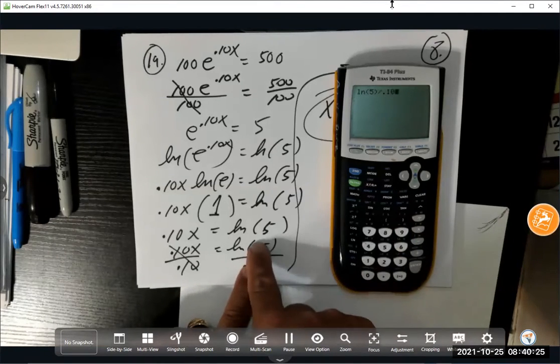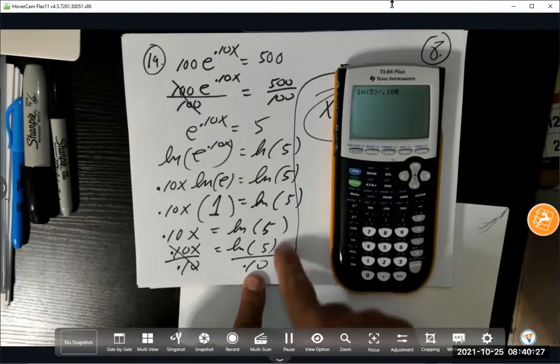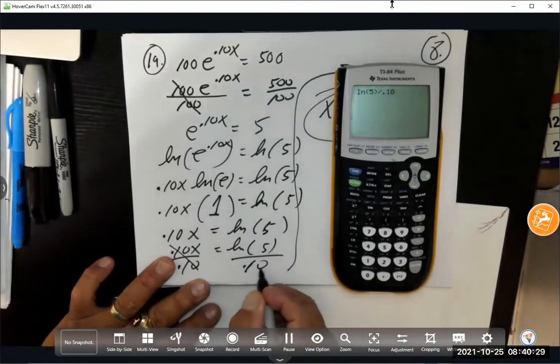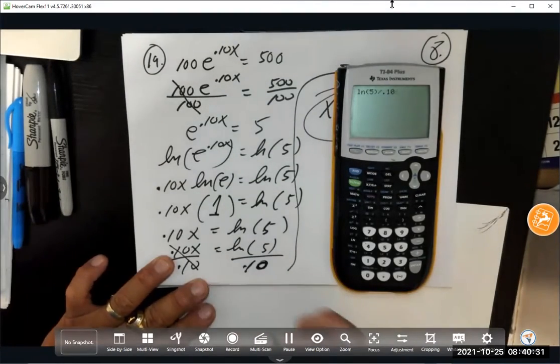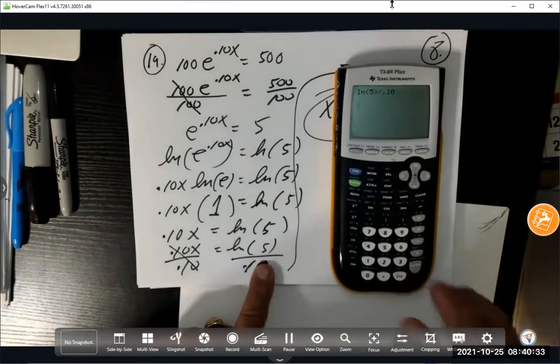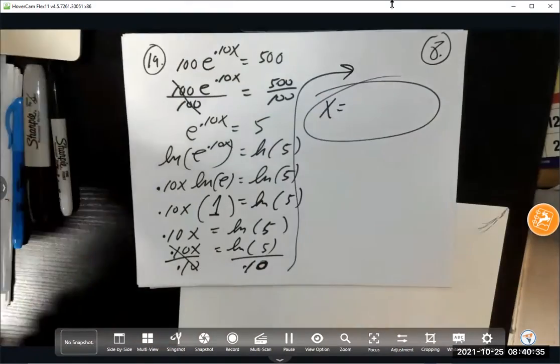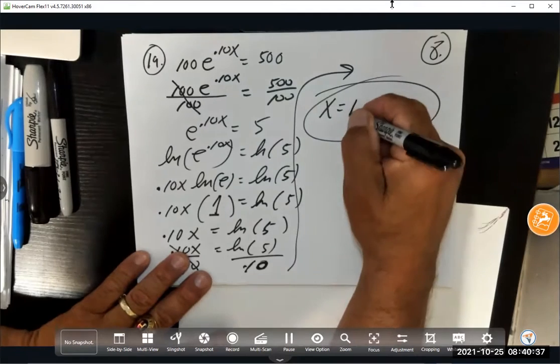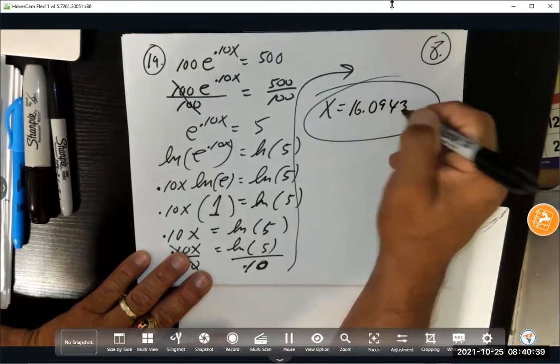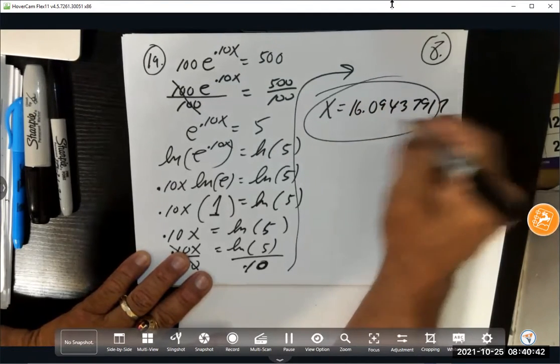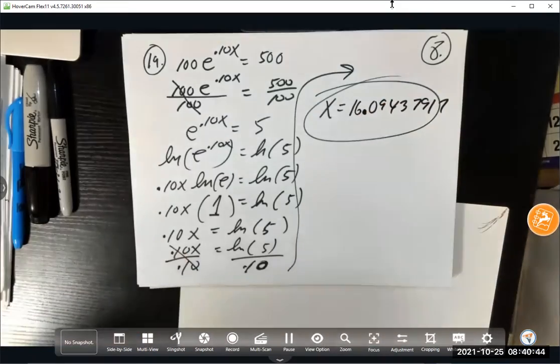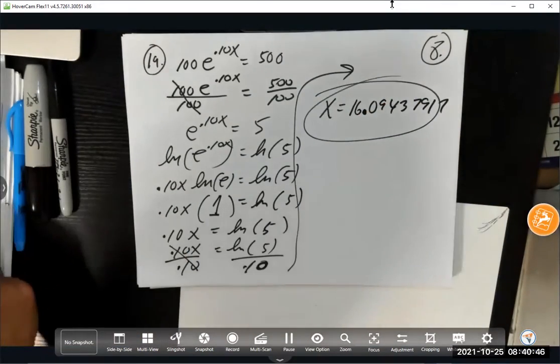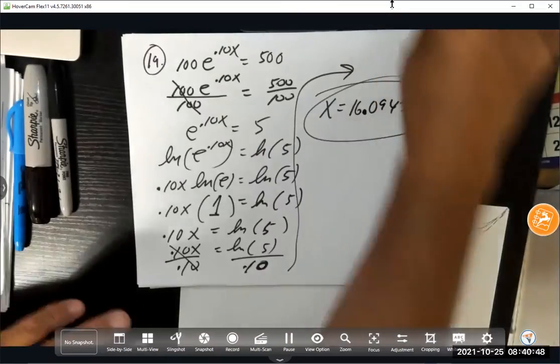So this one has a log. This one doesn't have a log. Y'all see the difference right there? This one's just a regular 0.10 number. That's all. All right. So if I do that, boom, I got 16 point something. I got this number: 09437912. Okay, the decimal's right here. So 16.09, whatever that number is.